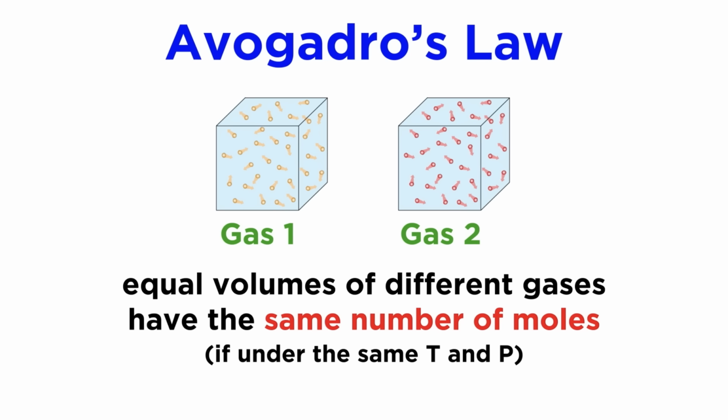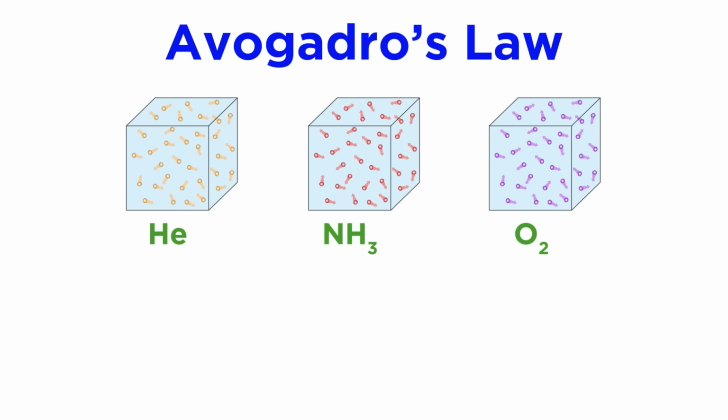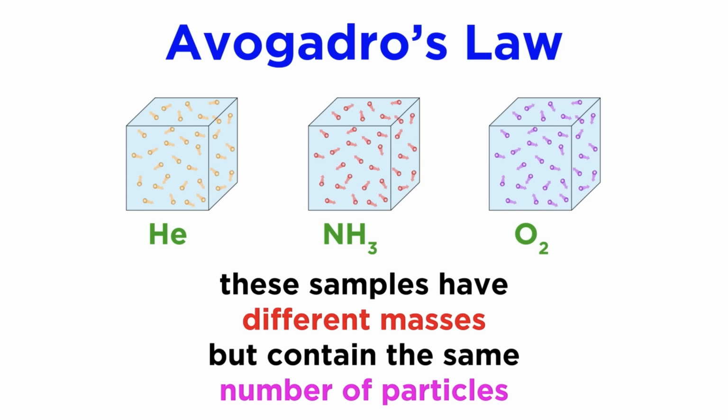Avogadro's law was first expressed as a hypothesis which said that equal volumes of different gases under the same temperature and pressure must contain the same number of moles of gaseous particles. In other words, ideal gases occupy the same amount of volume regardless of their identity. Here we see equal volumes of helium, ammonia, and oxygen, and to illustrate the relationship, we clearly see the same number of particles of each. The masses are different, as each substance has a different mass, but the number of particles is identical.